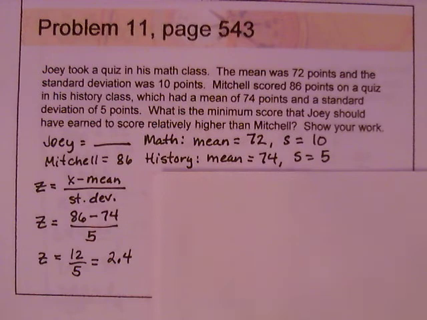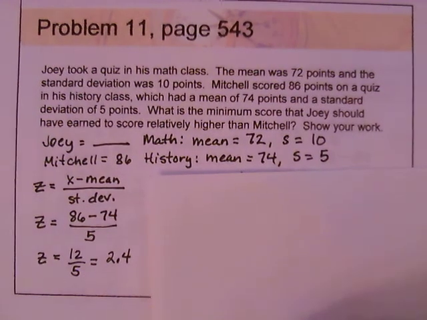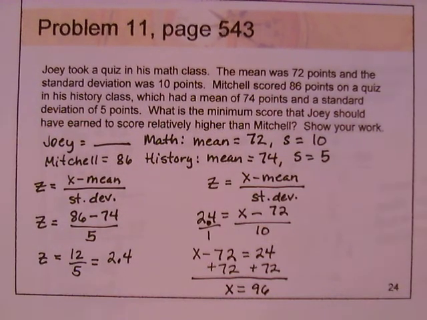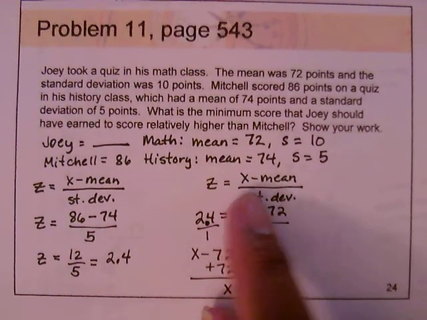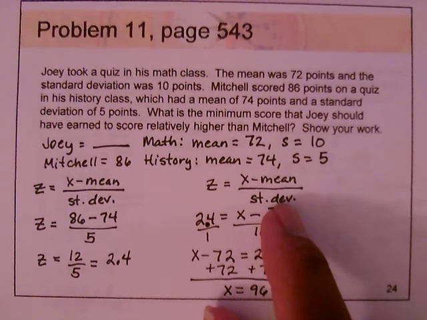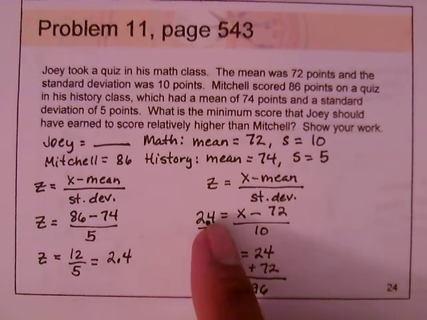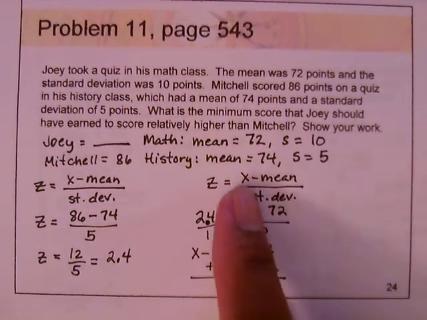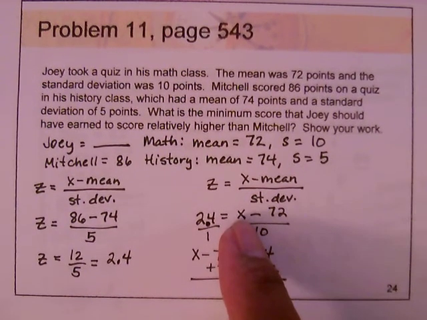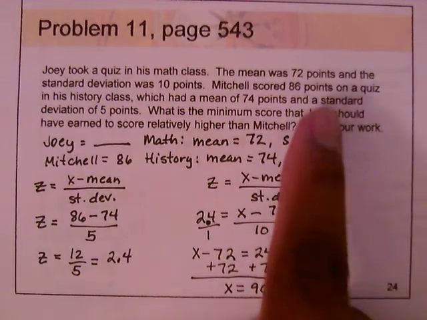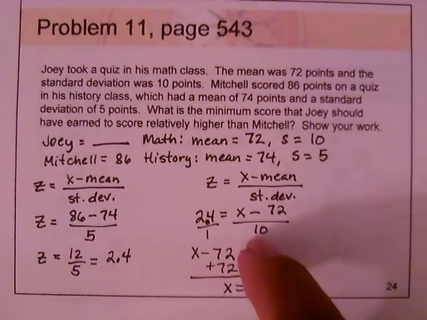Now we're going to use that 2.4 to help us find the minimum score that Joey should have earned to score relatively higher than Mitchell. So we're going to find the minimum score using the same Z formula. Z is equal to X minus the mean, all divided by the standard deviation. The Z is that 2.4. And then that's going to be equal to Joey's test score or quiz score in his math class. We're going to make that be X minus the mean for that math class, which was 72, and the standard deviation for that math class was 10.